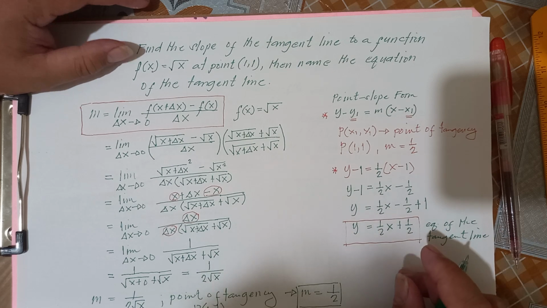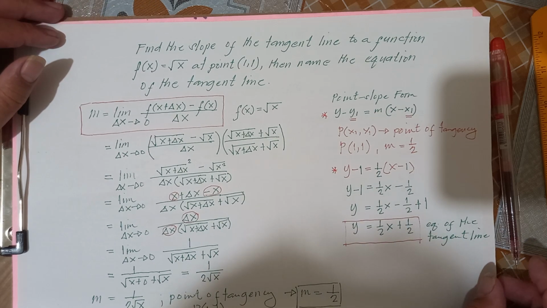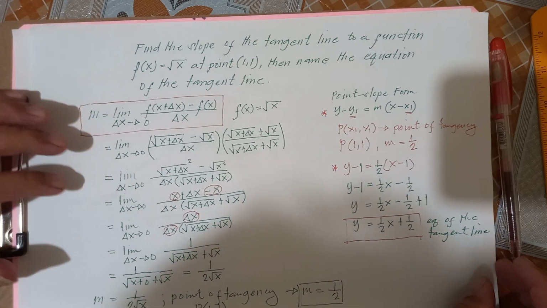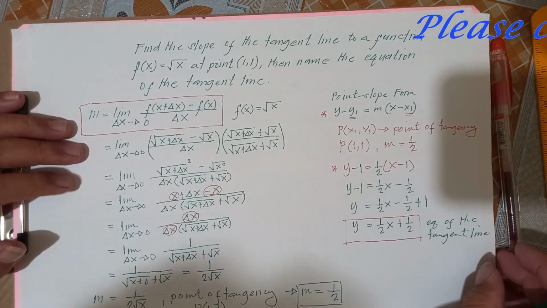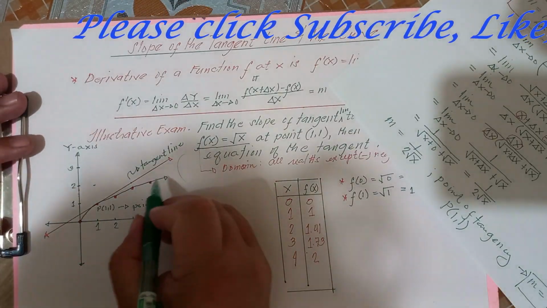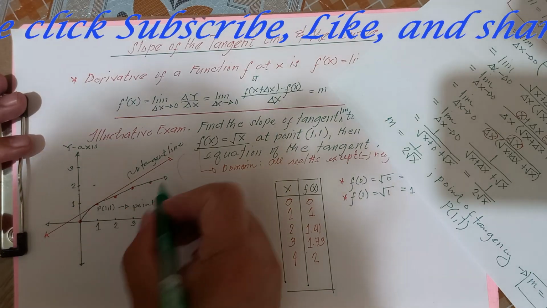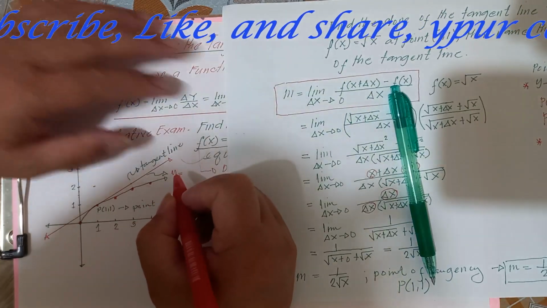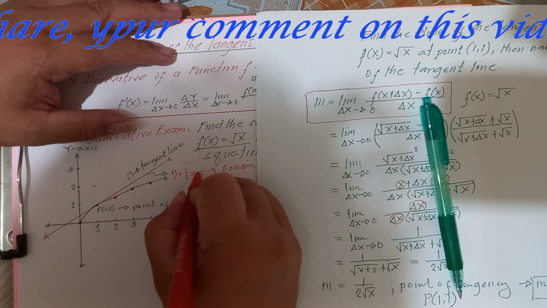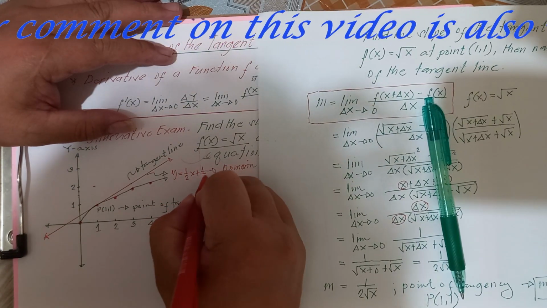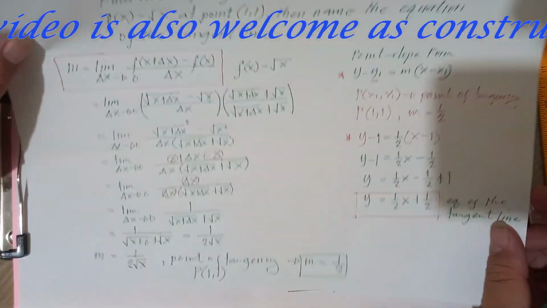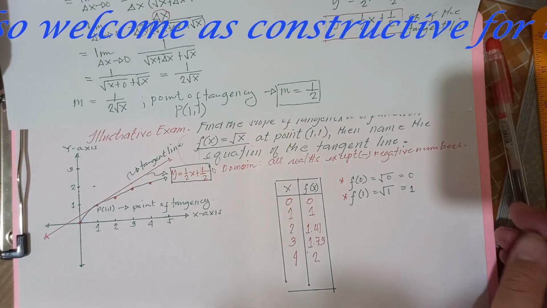Now, having said that one to be the equation of the tangent line, we can, of course, use this one to label our tangent line. So the name of this tangent line that we have in here is y equals 1/2 x plus 1/2. Okay, so again, thank you for watching, and I hope you understand the problem.